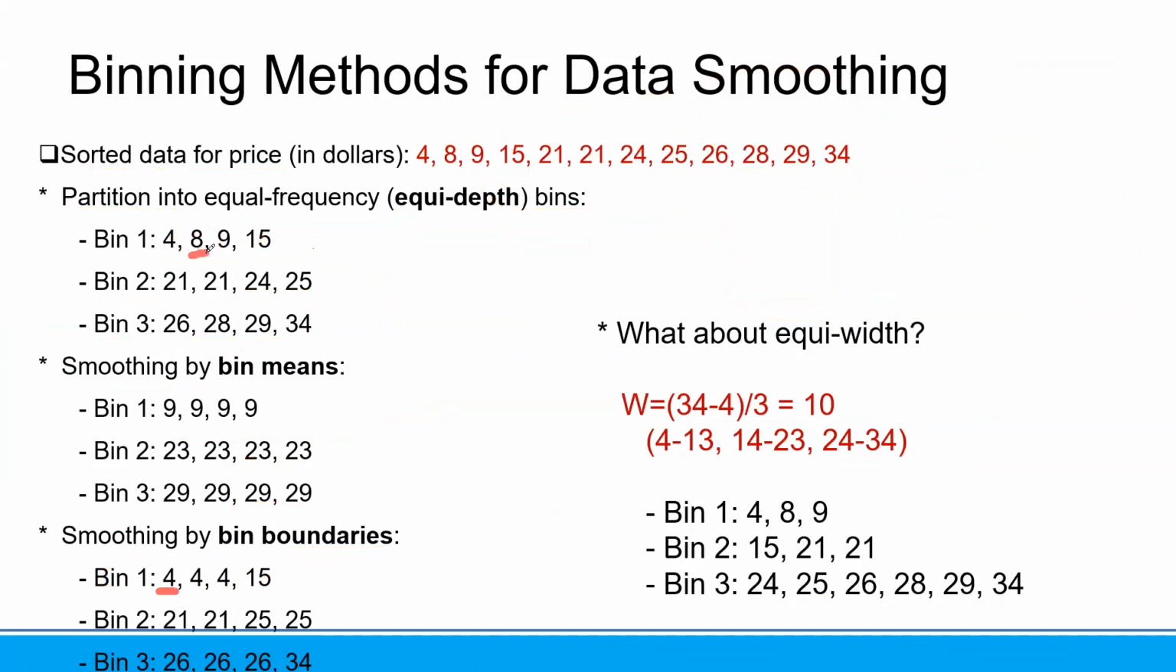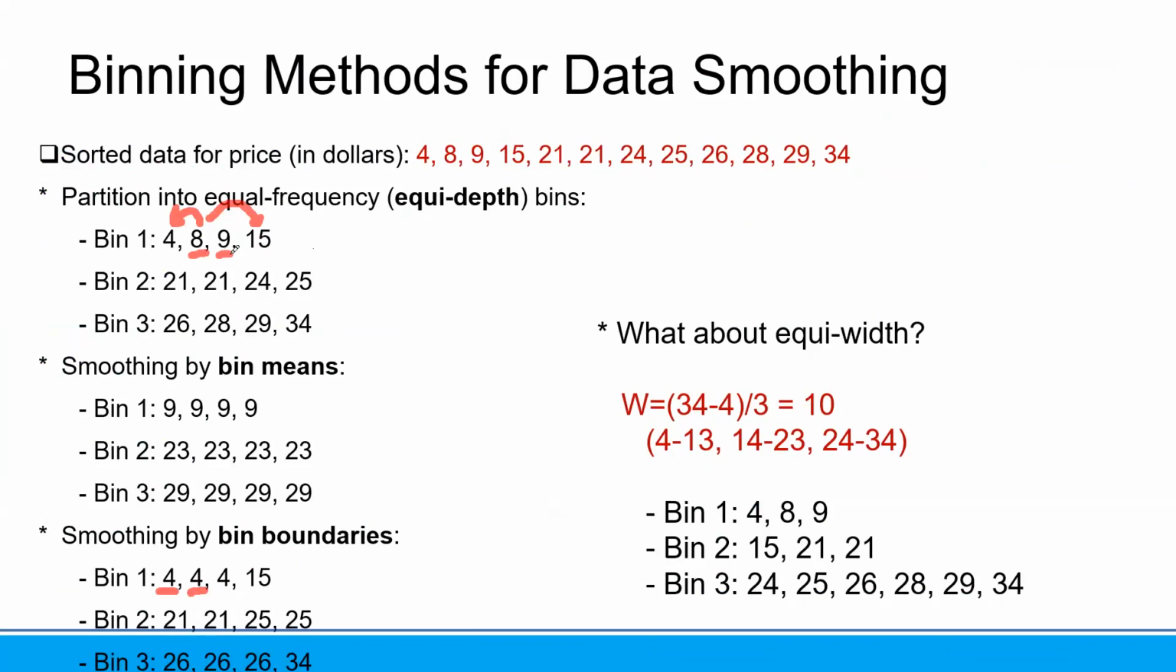What about 8? If you look at 8, is it nearby 4 or nearby 15? 8 to 4, the distance is 4. 8 to 15, the distance is 7. So which one is closer? 4. Then we put 4 as the second data because the closer value is the minimum.